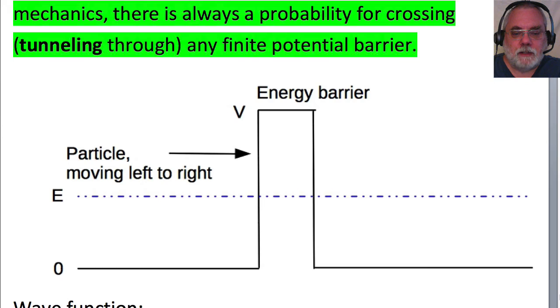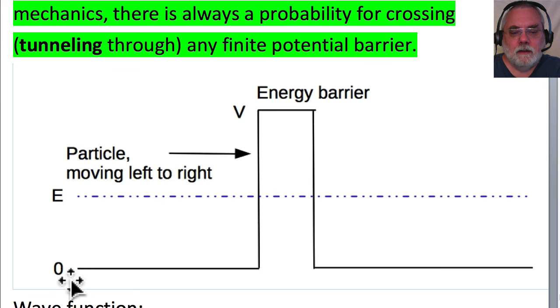Here's an energy picture. Position is horizontal, vertical is energy. The black curve is potential energy, 0 potential energy, and then all of a sudden a barrier, and then back to 0 potential energy. The dotted blue curve is some energy for some particle. This particle is moving left to right. It is actually moving.